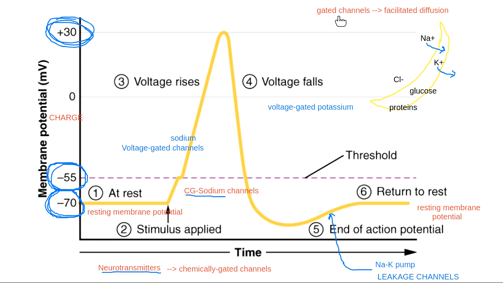So gated channels are what neurons use for the most part to help them change their charge from being polarized to depolarized, the wrong charge, back to normal.